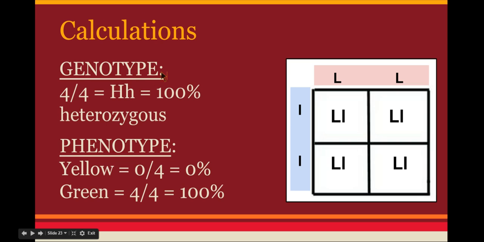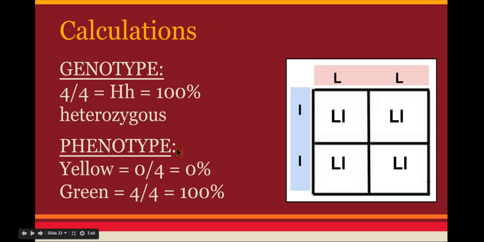So the first calculations you need to do are genotype. So genotype, remember you're looking at your letters. So I see here that between my 4 possible offspring that I could have made with mom's genes and dad's genes, I see that every single one of them is going to be heterozygous. So 4 out of 4 are big L, little l, which means that 100% of the offspring will be heterozygous.